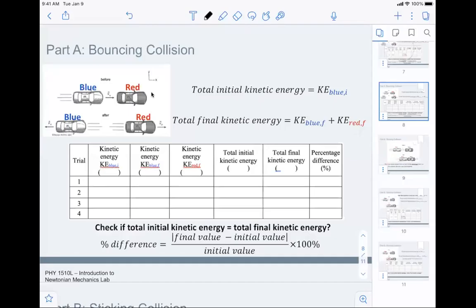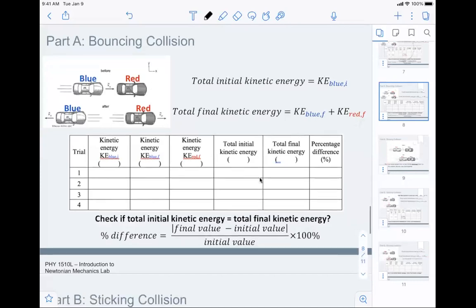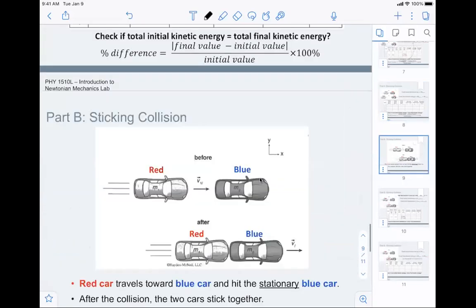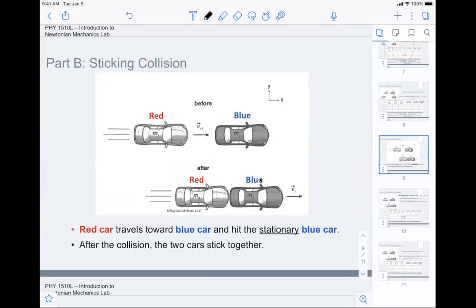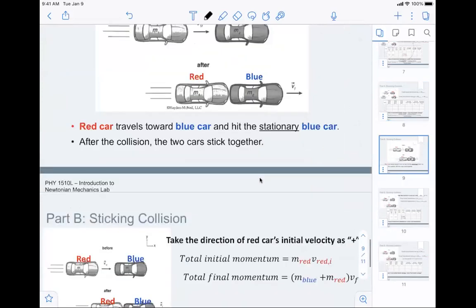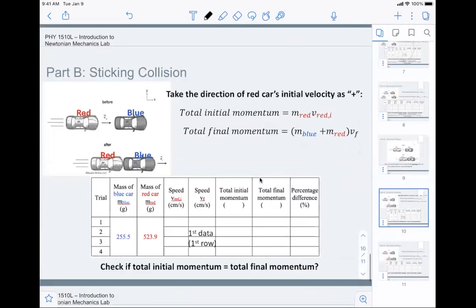Okay, so that's the kinetic energy. And the next part is the part B, sticky collision. You measure the velocity, the sticky collision, you only measure two velocities, okay? One on the left and one on the right. On the right-hand side, you use the first row because that is right after collision. You want to catch that velocity, not until they have already moved for a little while.